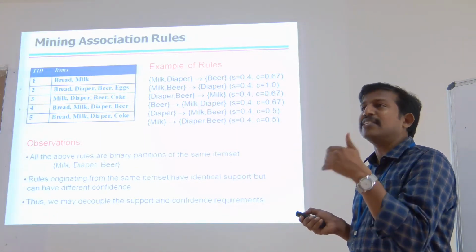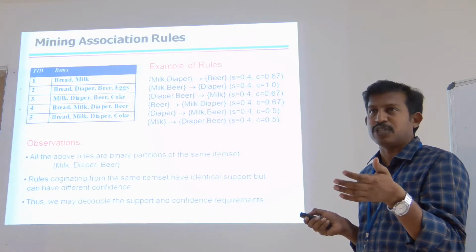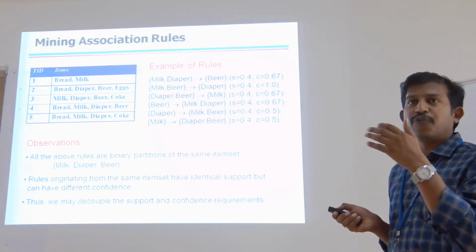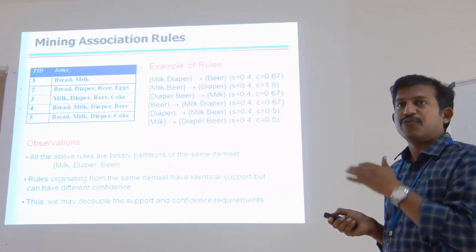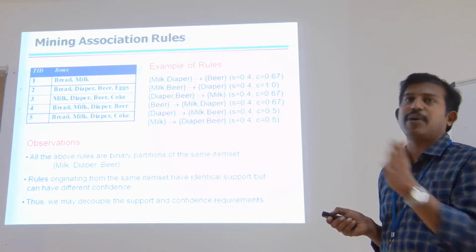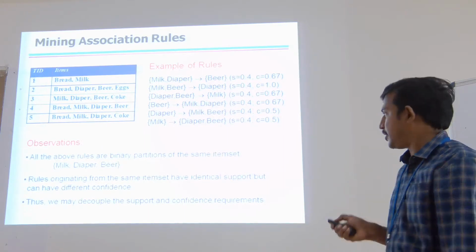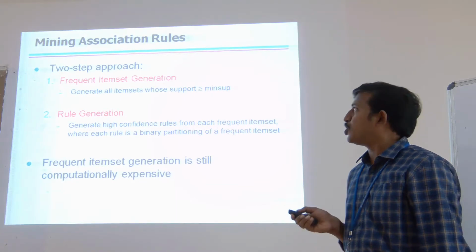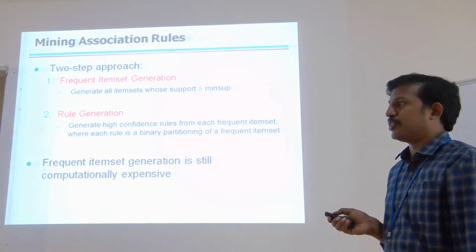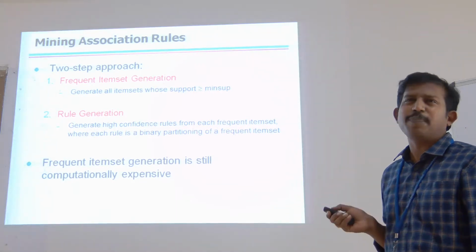Whereas they combine support and confidence measures in the brute force approach, later on we separate support and confidence. We separately calculate support and separately calculate confidence. So now, what is the actual approach of mining association rules? There are two steps. This is a two-step approach.